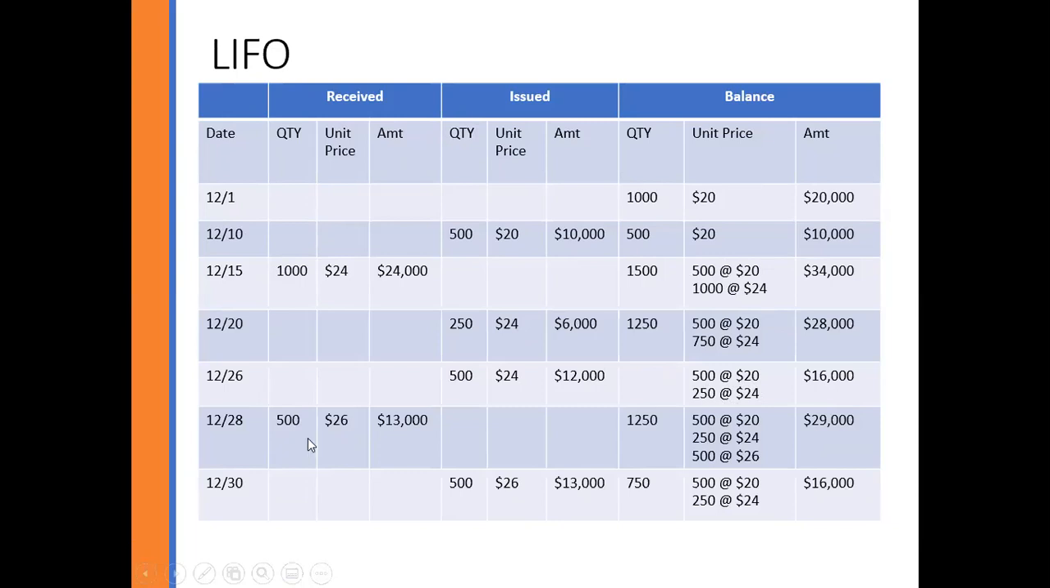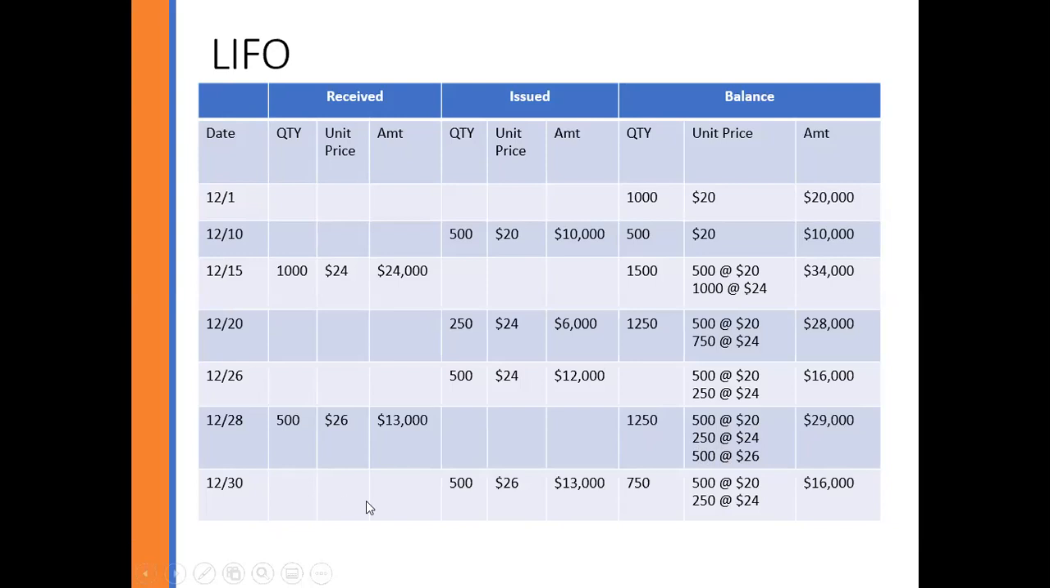Here we make a purchase, 500 units at $26 each, cost us 13,000. Now we're back up to 1,250 units. Of those 1,250 units, 500 of them cost us $20 each, 250 of them cost us 24 each, and then this purchase of 500 at 26 each, we do the math on that. We've got material balance of 29,000 in cost.